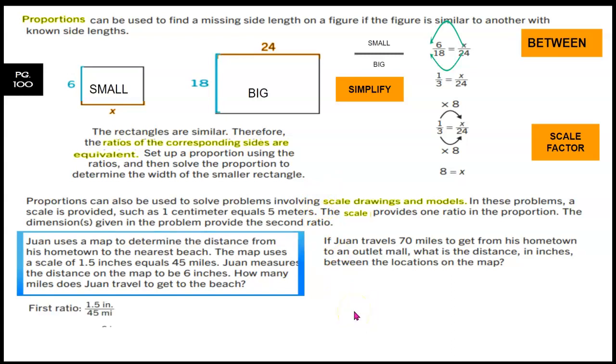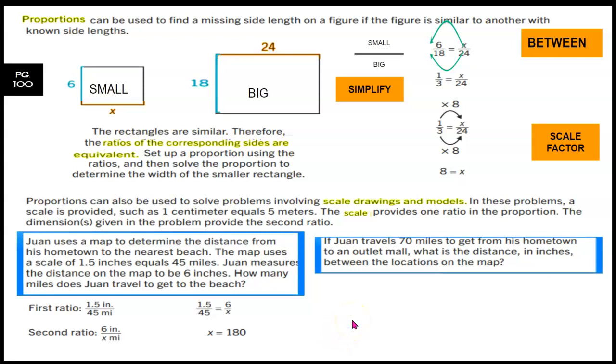Well, the first ratio is going to be our scale, 1.5 inches to 45 miles. And then our second ratio is going to be our unknown ratio, 6 inches equals X amount of miles. Let's set up our proportion. 1.5 over 45 equals 6 over X, and you will end up with X is equal to 180.